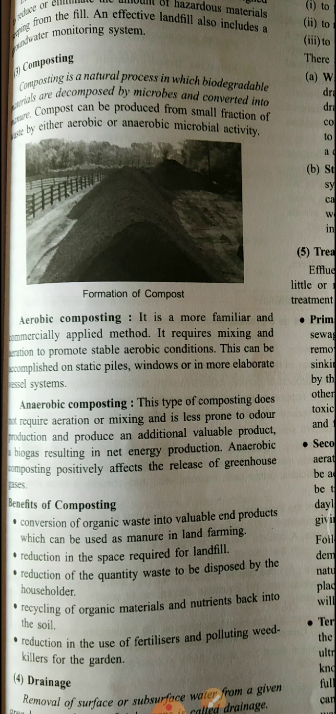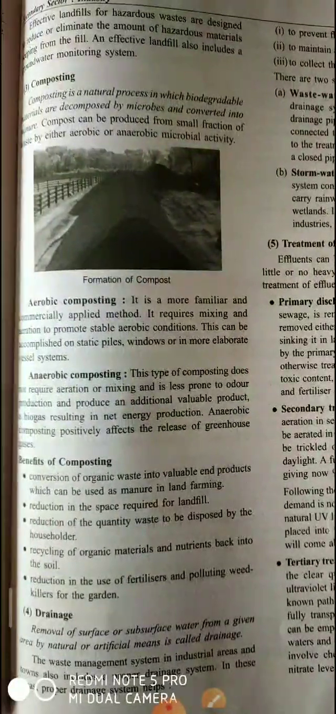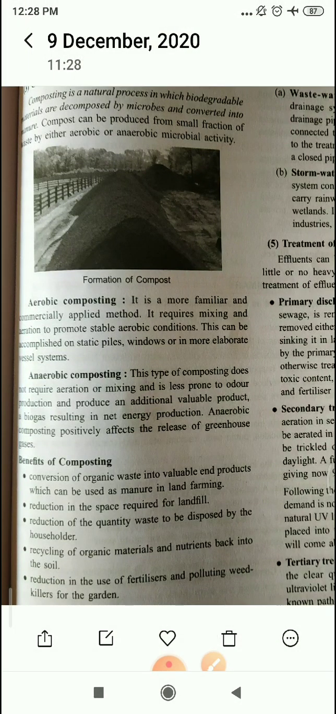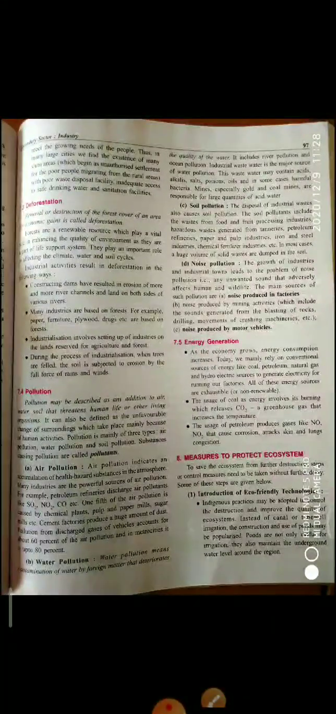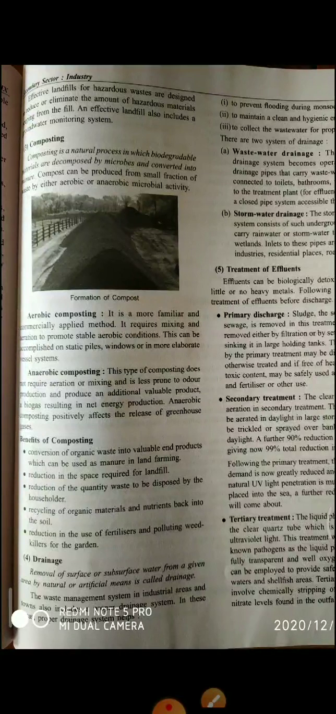Then, what are the benefits of composting? Conversion of organic waste into a valuable product which can be used as manure in land farming, reduction in space, reduction of the quantity of waste disposed by the householder, recycling, and reduction in the use of fertilizers and pollutant weed killers for the garden.